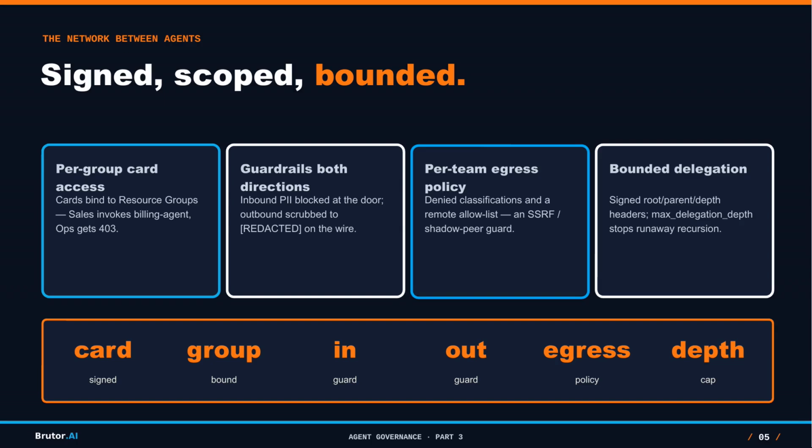Signed, scoped, bounded. Cards bind to the AI system resource group. The system invokes the billing agent. A key from outside is refused. Guardrails run both directions. Inbound PII is blocked at the door. Outbound is redacted before it crosses the wire. The AI system's egress policy says which remotes our agents may call and what data may leave. And every delegation chain is signed, with a depth cap as the circuit breaker.